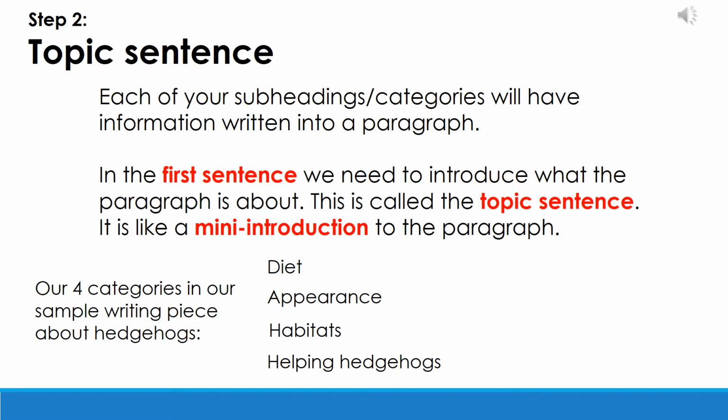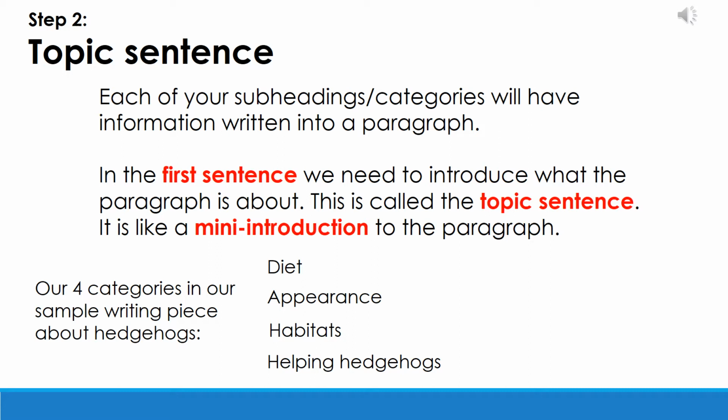The next thing we will look at is something called a topic sentence. Now, in your planning on your graphic organizer, each of your subheadings or categories will have information that you've written down in bullet points. These will then be written into a paragraph. But in the first sentence, we need to introduce what the paragraph is about. This is called the topic sentence. It's like a mini introduction to the paragraph.